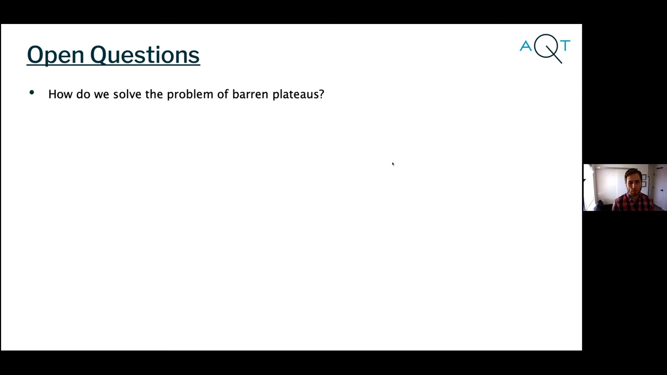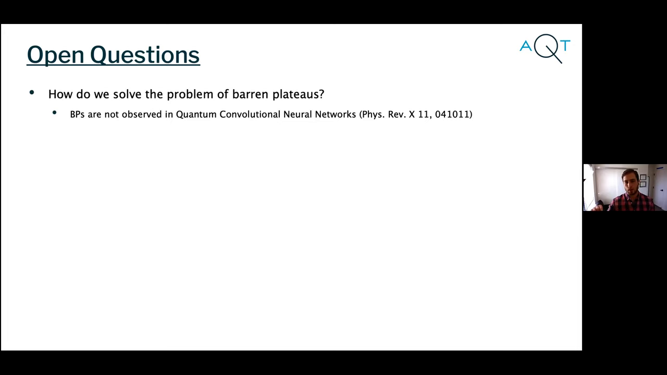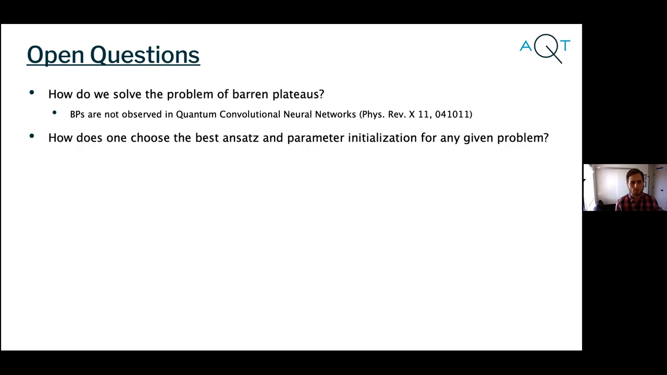As an example, a recent result showed that barren plateaus are not observed in quantum convolutional neural networks. And these neural networks are basically tree-like structures where the number of parameterized gates gets smaller at longer circuit depths. I think we need more experimental demonstrations and theoretical exploration of barren plateaus to truly understand whether or not we can achieve some quantum advantage with variational quantum algorithms.